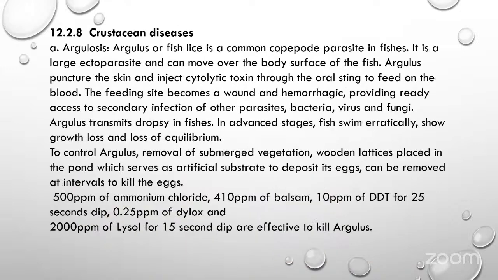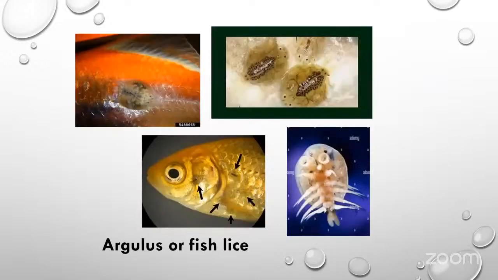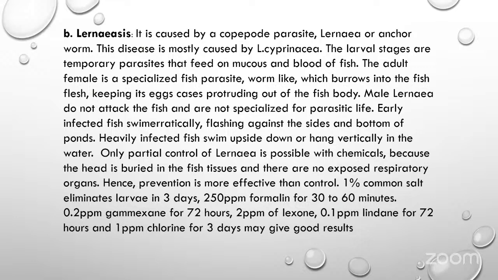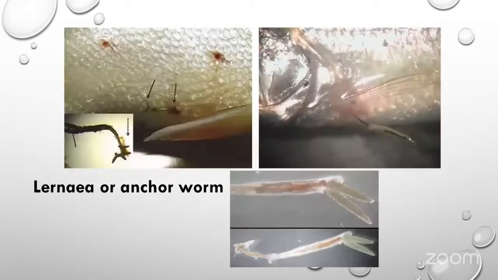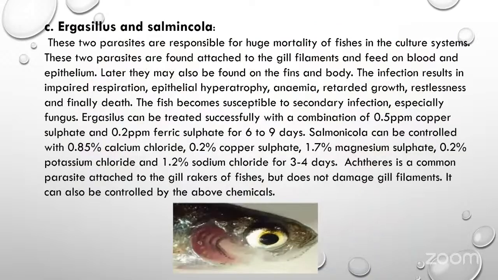Next, coming to crustacean diseases, what are the types of diseases, and how the Argulosis disease can be cured, the symptoms and the treatment. Then Lerniasis disease, the symptoms, the causative organism, and the treatment. This is also called anchor worm. Then Ergasilus and Salmonella, the symptoms and the treatment.